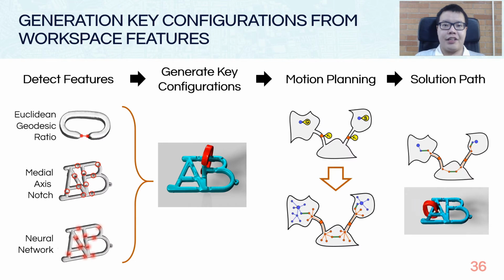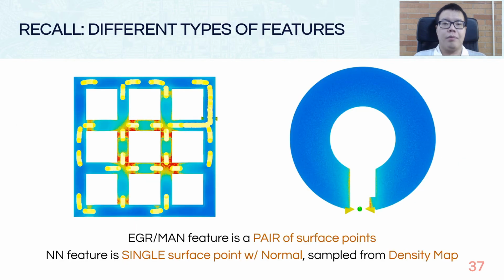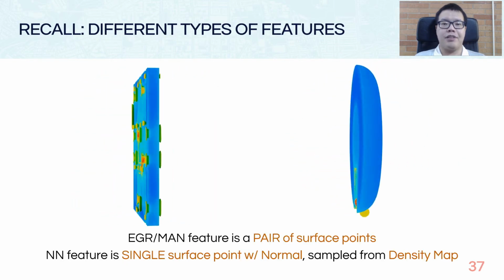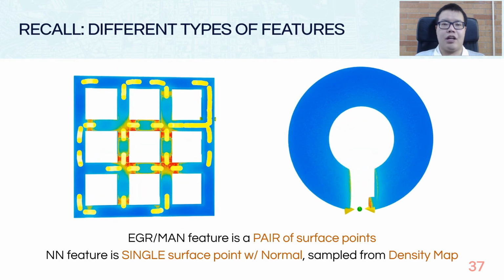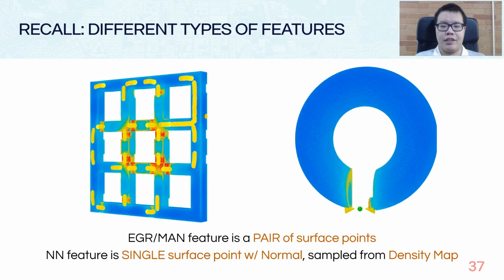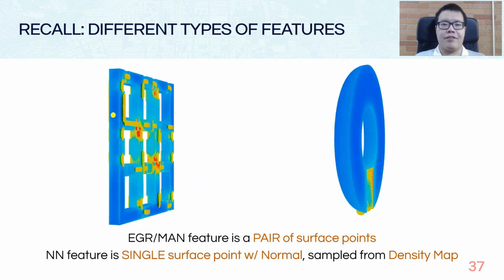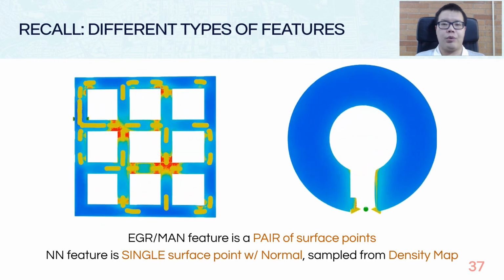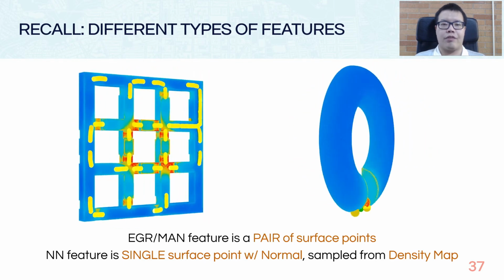With all these features detected by our feature detection algorithm from each piece of the puzzle, we can then proceed to the next step, key configuration generation. But before we start, we need to recall different types of features from different algorithms. The Euclidean to geodesic ratio or medial axis notch feature is a pair of surface points, shown as the yellow cones in the video. The neural network feature is slightly different. It's a surface point with its surface normal, because the output of the neural network is actually a density map. We have to sample on the density map to get a neural network feature.